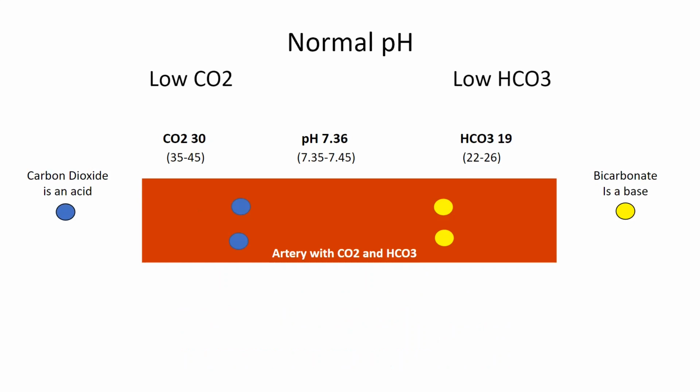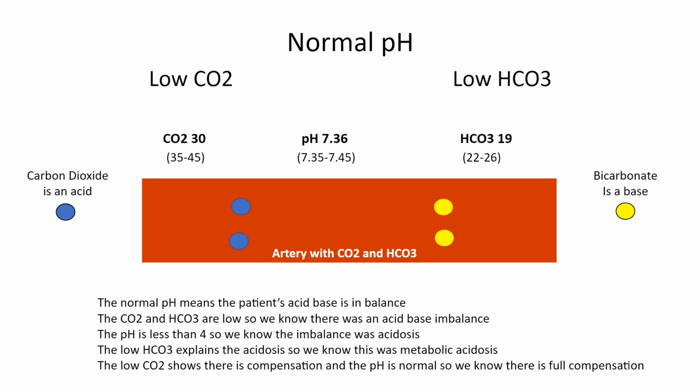And here we have fully compensated metabolic acidosis. The pH is normal, but both the CO2 and HCO3 are low. Again, the pH is less than 7.40, so we know the imbalance was acidosis. The low HCO3 explains the acidosis, so we know this was metabolic acidosis. The low CO2 shows there is compensation, and the pH is normal, so we know that there is full compensation. This is fully compensated metabolic acidosis.